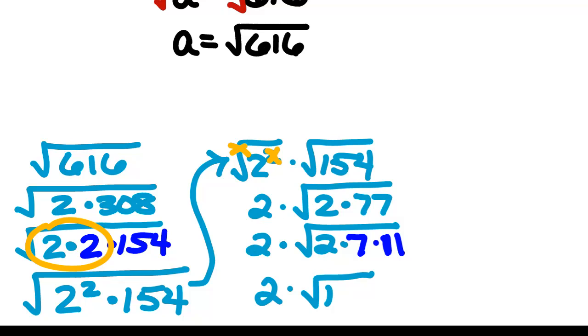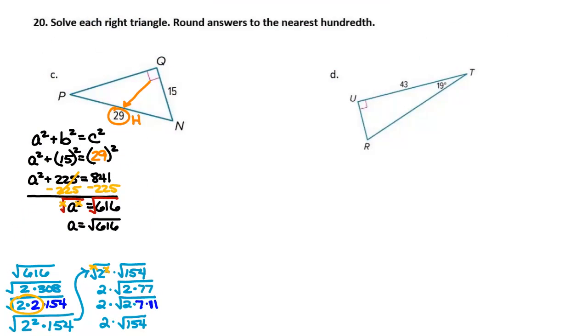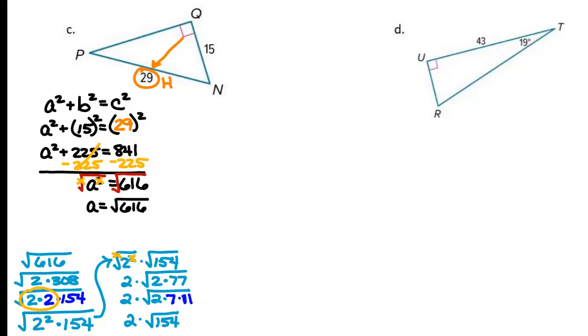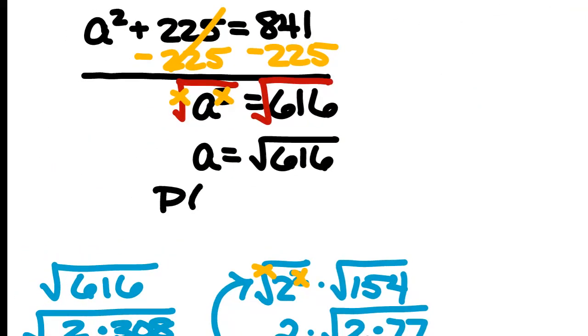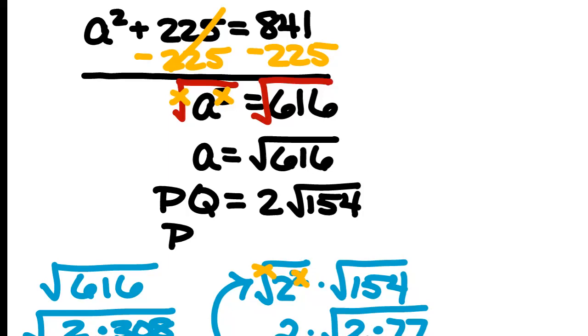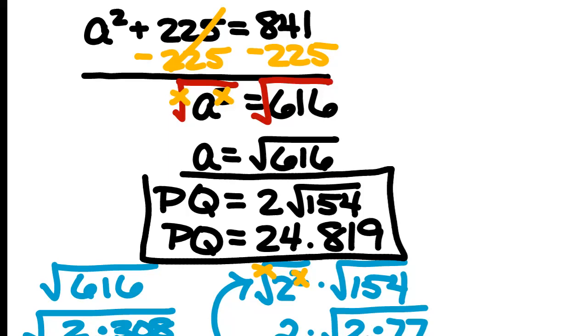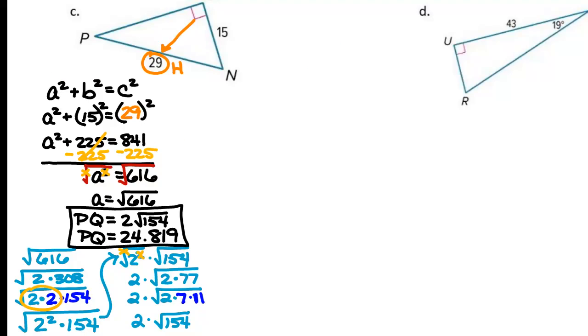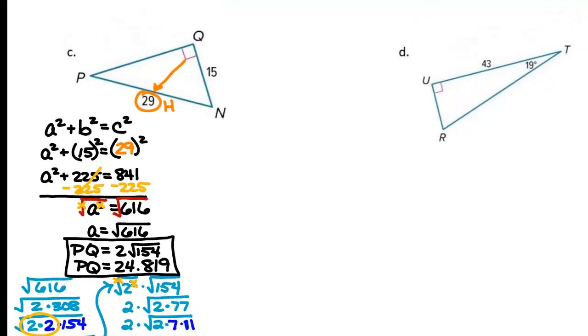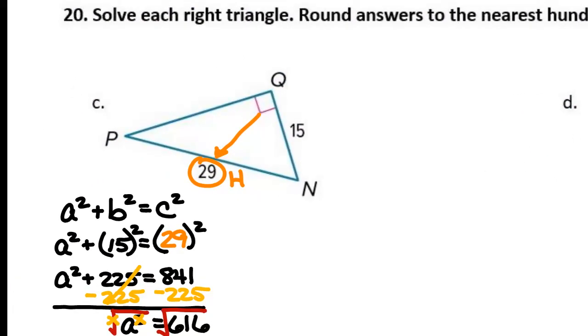So 2 times the square root of 154. That is the length of side PQ. So PQ is equal to 2 square root of 154. Or I could put that in its decimal form, which is 24.819. Whew, we still have to find some angles. We need to find both angles P and N. Which one do you guys want to find first?